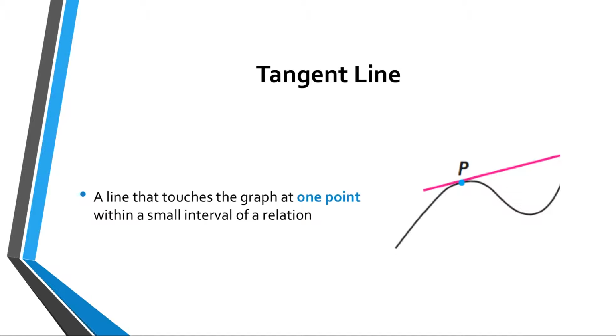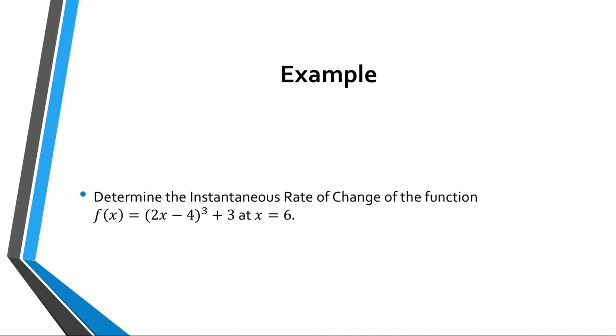The instantaneous rate of change is also known as the slope of the tangent line, which is a line that touches the graph at only one point in the given interval. Here's another example. Determine the instantaneous rate of change of the function f of x equals (2x minus 4) cubed plus 3 at x equals 6.